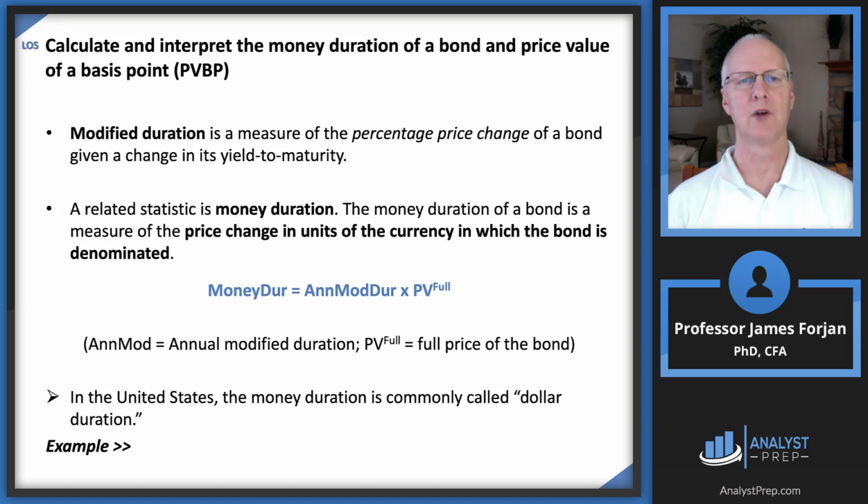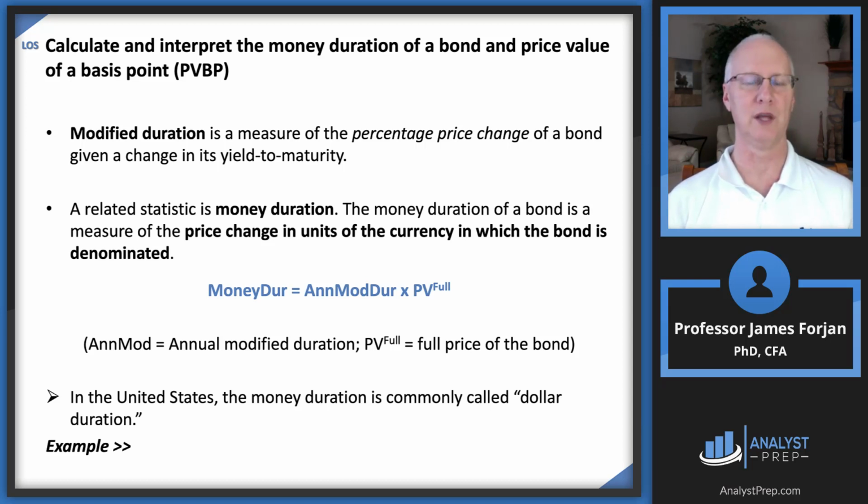Now let's go ahead and talk about the price value of a basis point. This is really cool because what we've done so far is we know that when yields go up, it's bad news for our bonds because the value is going to go down. Depending on the duration of the bond, we can say something like, oh, longer term bonds are going to lose more value. But how about if we ask the question, exactly how much value are we going to lose? And that's what the price value of a basis point does.